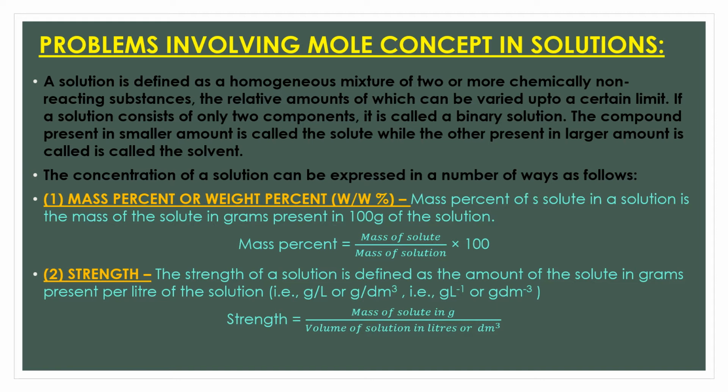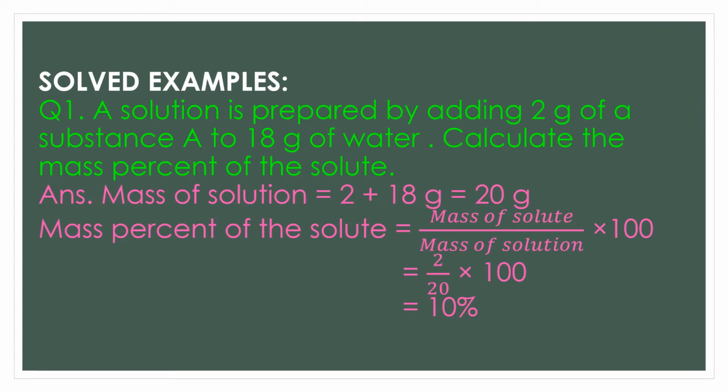So next one is strength. The strength of a solution is defined as the amount of the solute in grams present per liter of the solution. That is gram per liter or per decimeter cube. These are the units. So strength is equal to mass of solute in gram divided by volume of solution in liters or decimeter cube. So let us proceed and discuss one question.